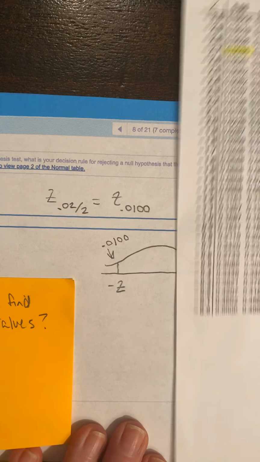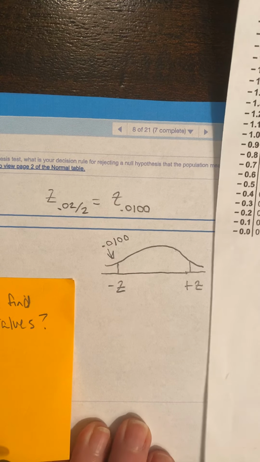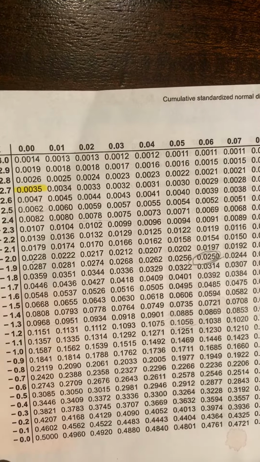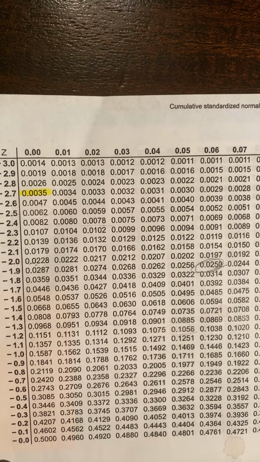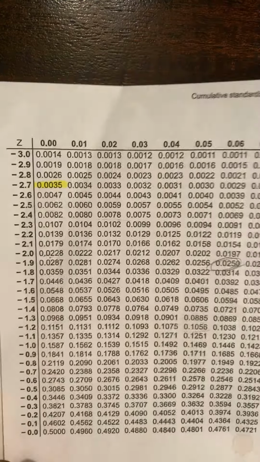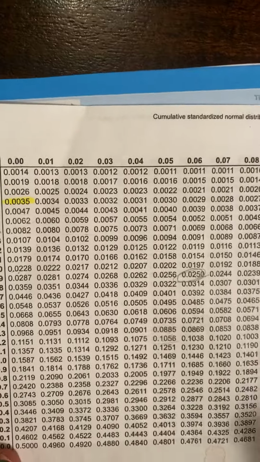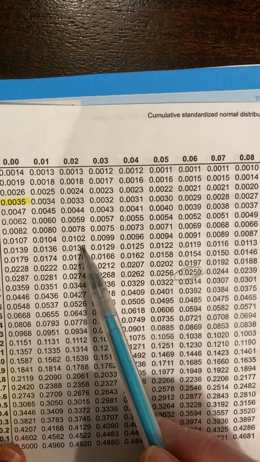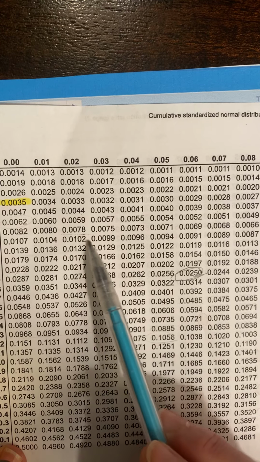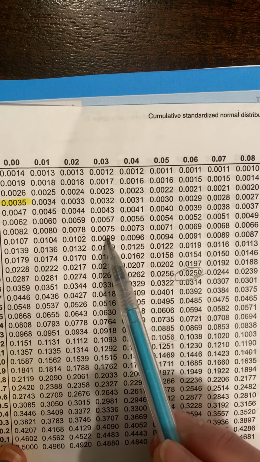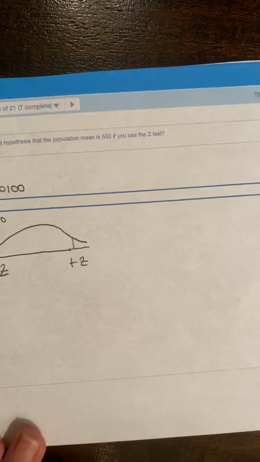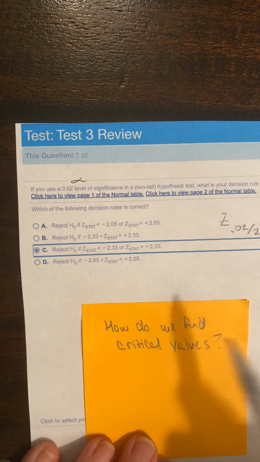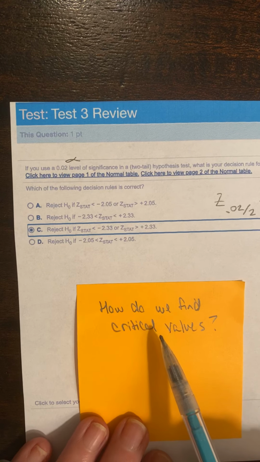But we'll look for this one here. And looking on our negative side, 0.0100. The closest thing, it looks like it's in between these two here, closer to here, negative 2.33. And so that's why this is the correct choice here. So that's how we find those critical values.